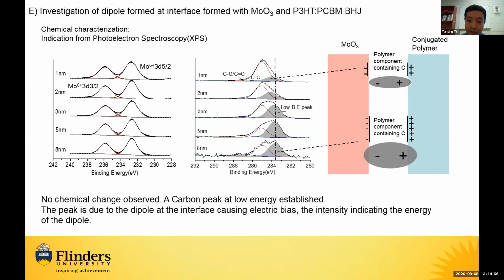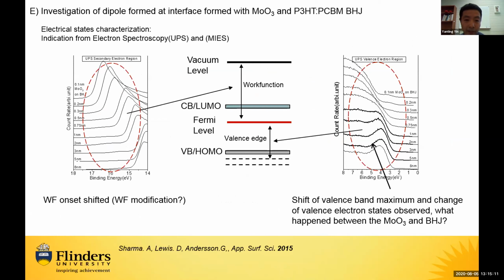And the electron bias seems more than 1 electron volt, but it's not accurate enough for XPS because XPS gives a depth of 10 nanometers, including a lot of bulk information. So what we do next is a pure electrical characterization, using UPS and MES to investigate what really happened at the interface in terms of the electrical band structure.